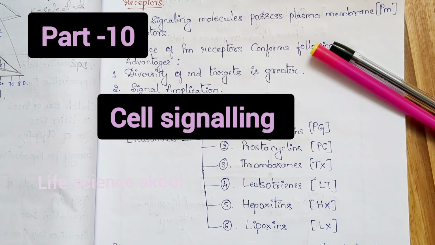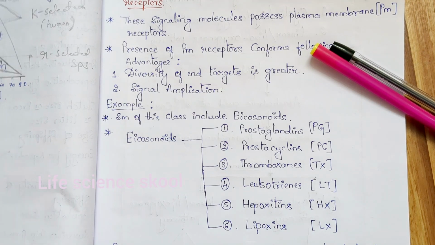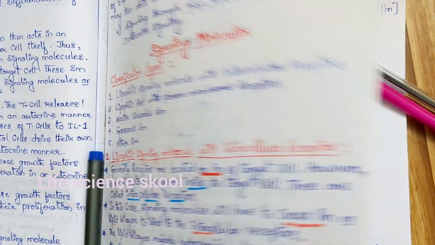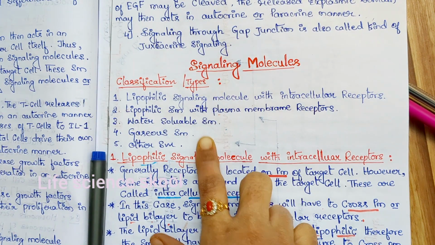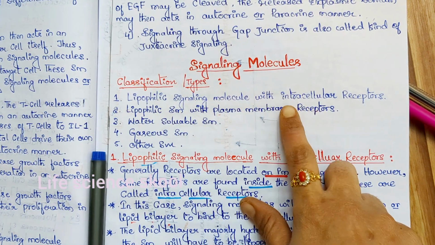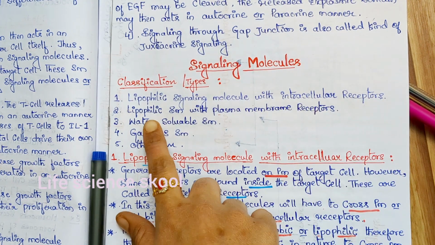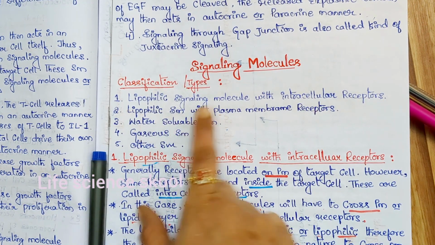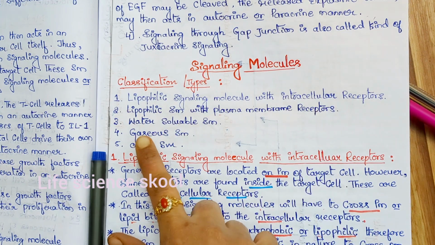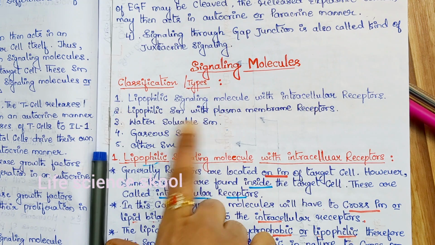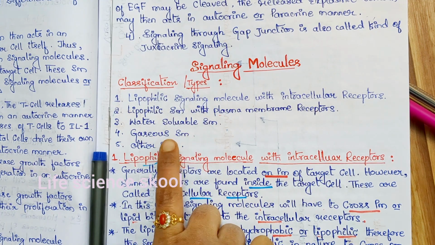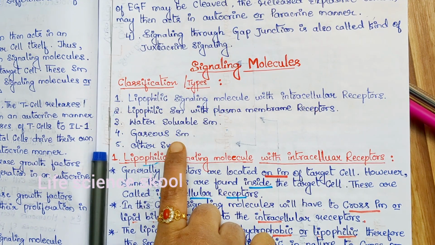In the previous video we were discussing the signaling molecules, and mainly there are 5 types of signaling molecules, as you can see here. The classification is like this: lipophilic signaling molecules with intracellular receptors, second, lipophilic signaling molecules with plasma membrane receptors, and the third one, water soluble signaling molecules, gaseous signaling molecules and other signaling molecules.